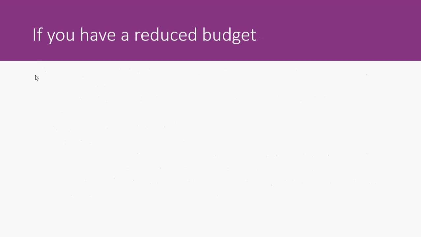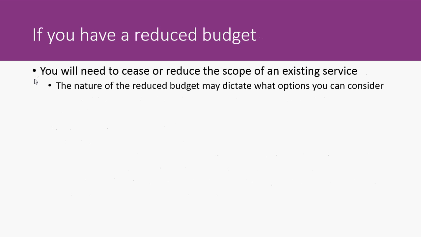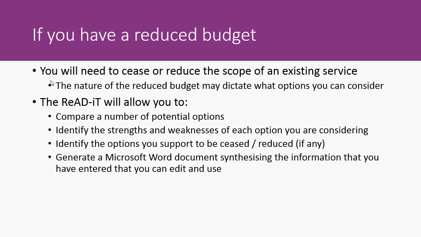If you have a reduced budget, you will need to cease or reduce the scope of an existing service. The nature of the reduced budget may dictate again what options you can consider. The ReAD will allow you to compare a number of potential options for reduction, identify the strengths and weaknesses of each option you are considering, identify the options you support to be ceased or reduced, and again, generate a Microsoft Word document synthesizing the information that you have entered that you can edit and use.